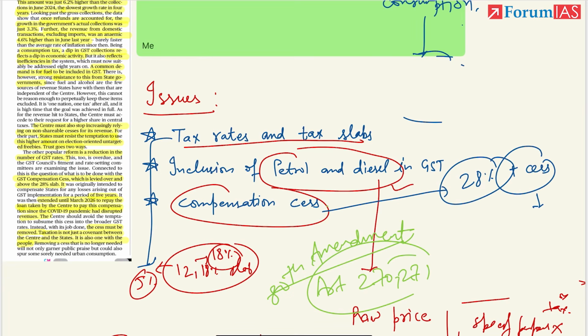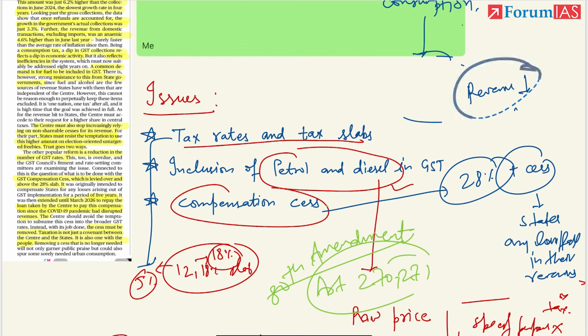And out of this cess, it is being shared with the states, paid to the states for any loss or fall in their revenue. When GST started from 2017, there was a fear among states that their revenue may fall. Now, to do away with the fear, the center came up with GST compensation cess. If there is any revenue shortfall for the states, then they are paid through this GST compensation cess.